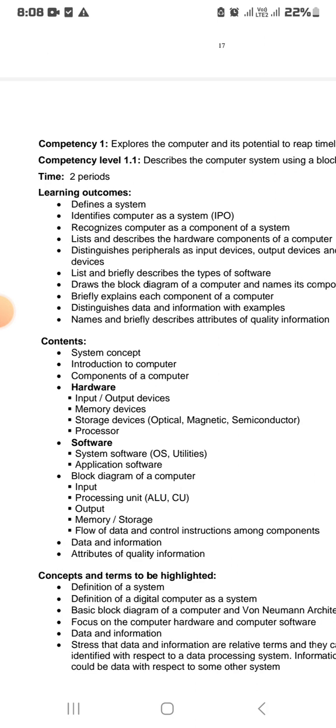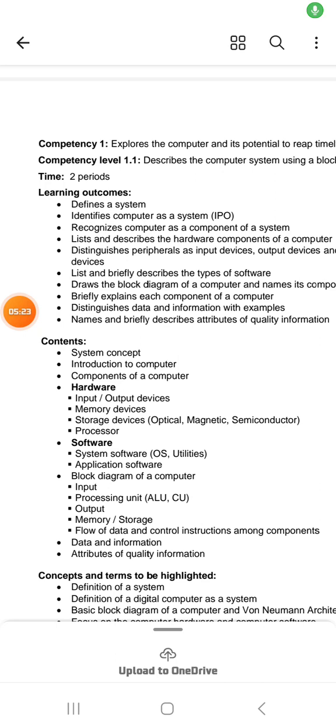So we can call the collection of all these components above a system. The collection of input, output, and processing components is what we call a system. A system is to receive data, process and store it, and provide the results when required. So what is a system? Can you define it? You can note the question. The first question is, what is a system?